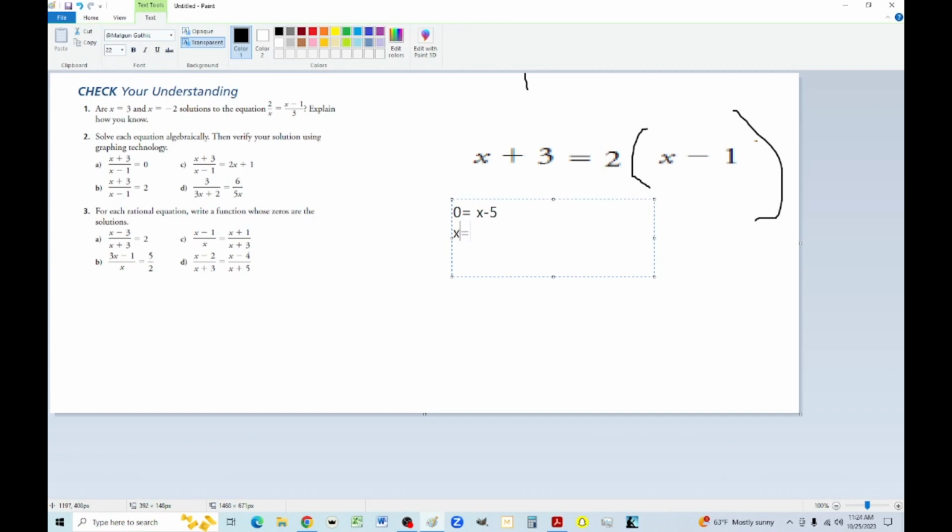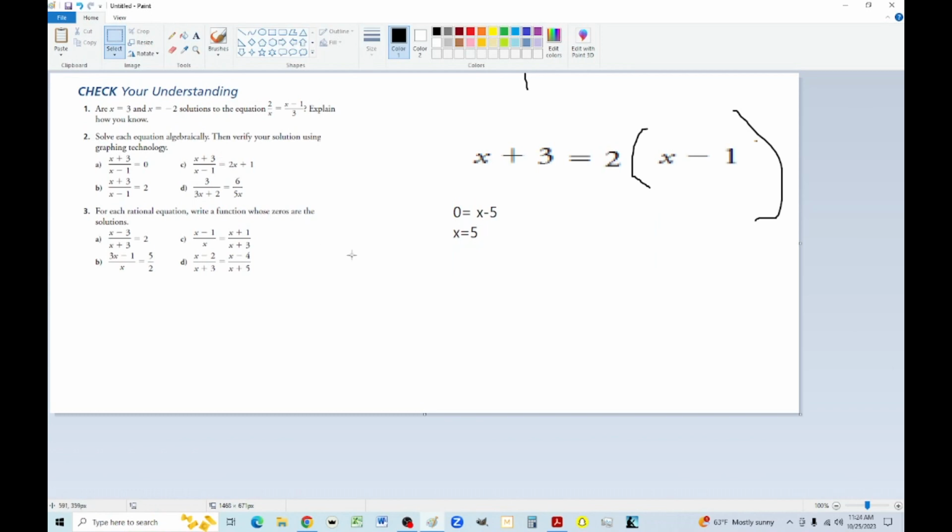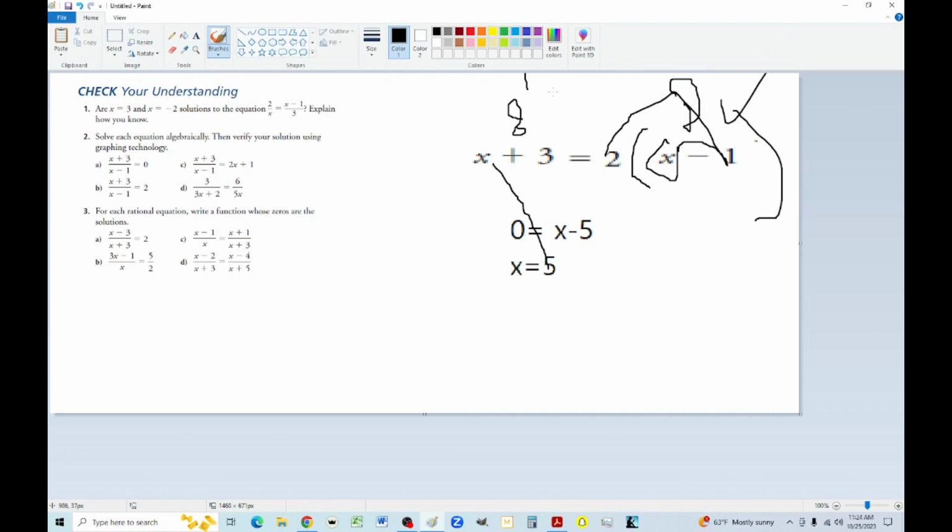And how do you prove it? Well, they want you to go in the graphing calculator, and you can prove it then. Or you can just substitute it in here. When we put in 5 up here on the left side, we get 8. When we put 5 in here, we get 5 minus 1, which is 4, times 2, which is 8. 8 right side, 8 left side proves it's true.